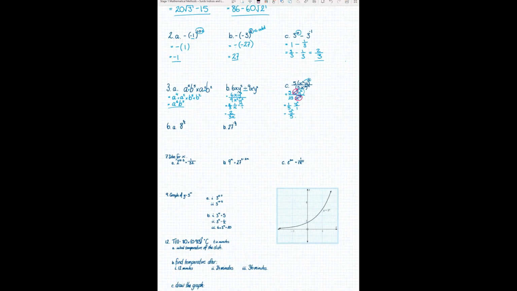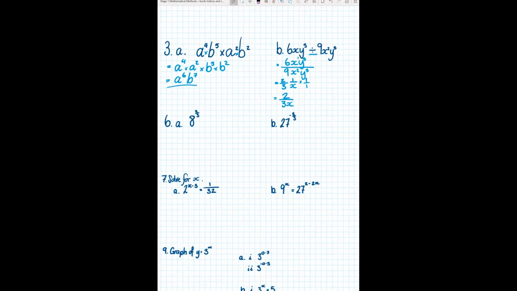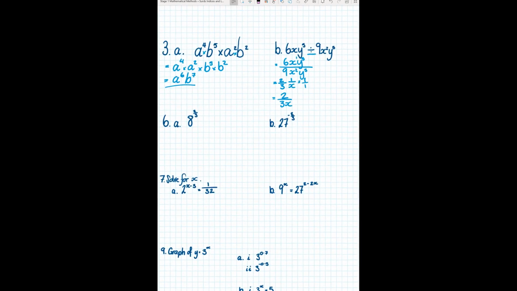Okay, so continuing on with our review set 12A, we're now starting from question 6. Part A says 8 to the power of 2/3. So using our index rules, we know that means the cube root of 8 squared, which is the cube root of 64.